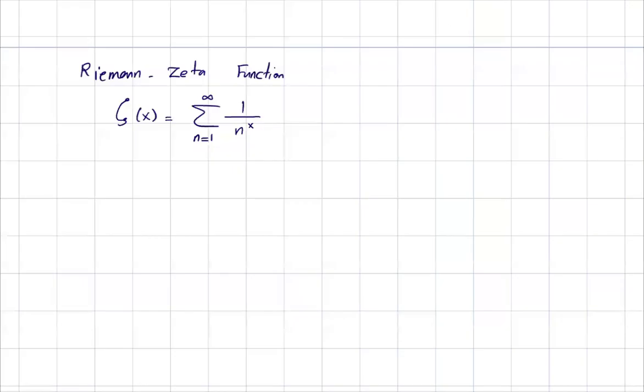The Riemann zeta function is defined as zeta of x, which is the summation of 1 divided by n to the power x, where n starts from 1 and goes to infinity. You can list some of the terms of this series as 1 divided by 1 to the x, plus 1 divided by 2 to the x, plus 1 divided by 3 to the x, 1 divided by 4 to the x, plus the rest of the terms.